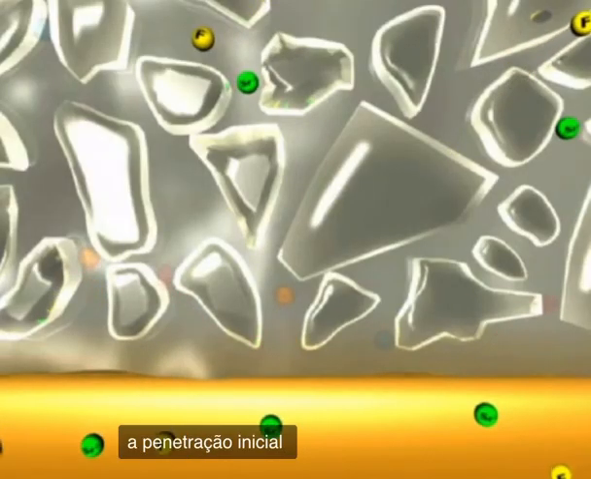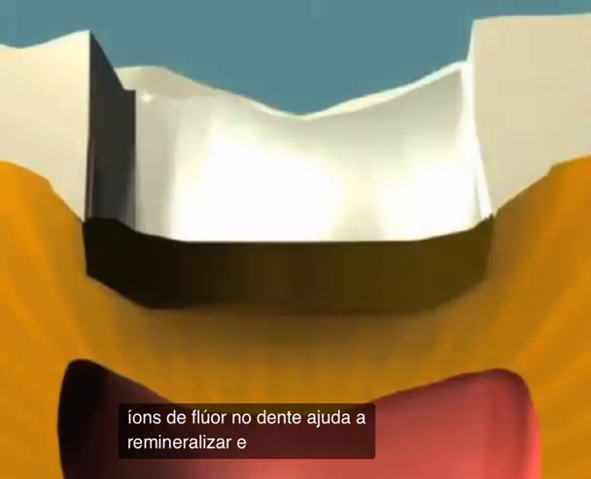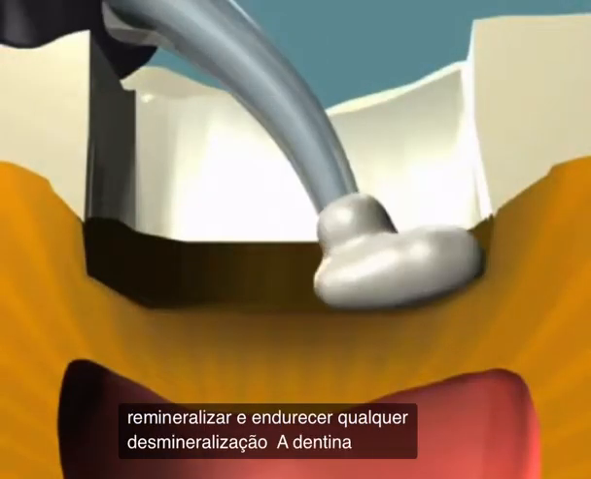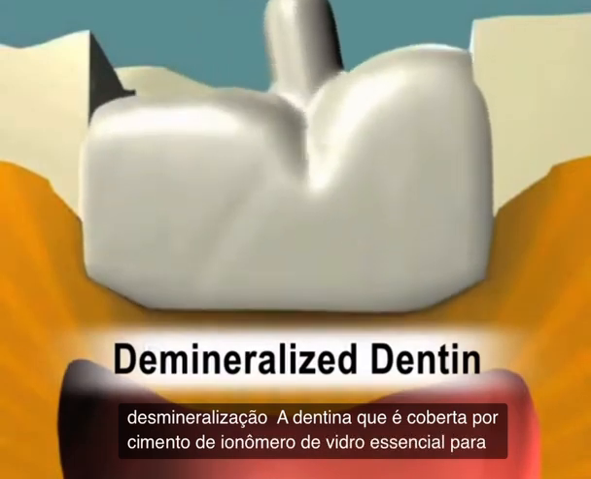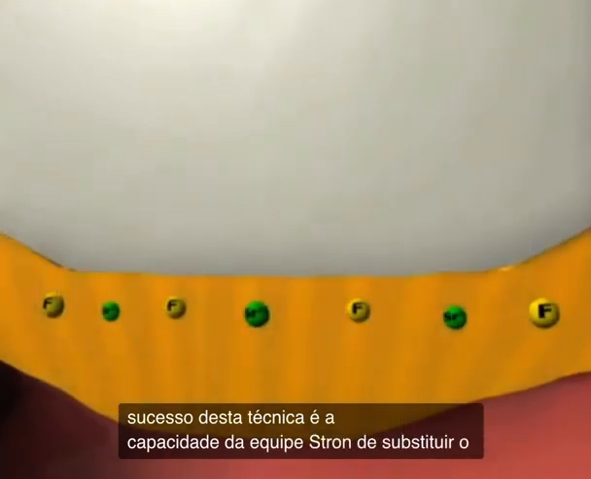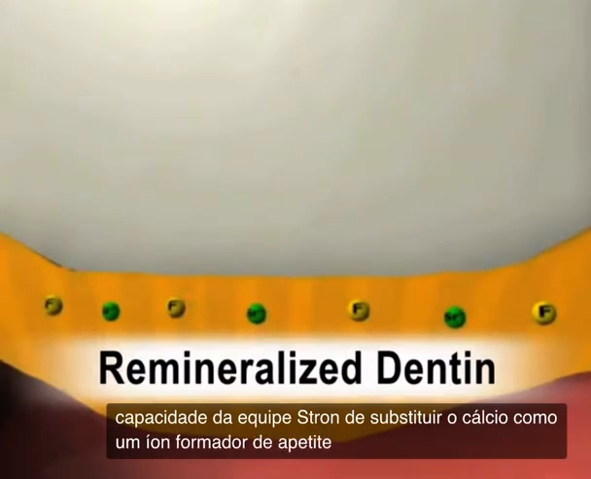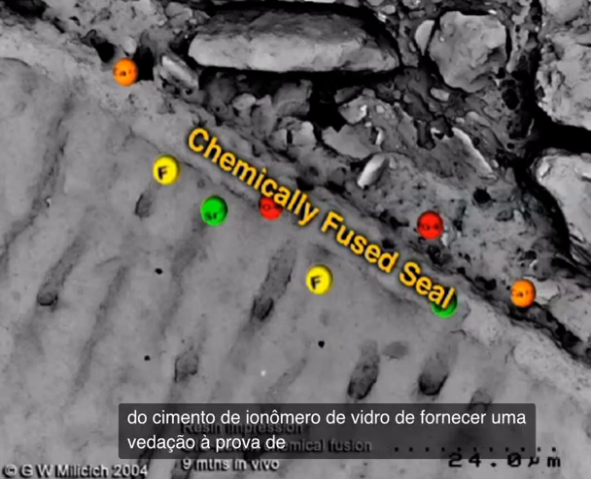The initial penetration of strontium and fluoride ions into the tooth helps remineralize and harden any demineralized dentin, which is covered by glass ionomer cement. Essential to the success of this technique is strontium's ability to substitute for calcium as an apatite-forming ion, and the ability of the glass ionomer cement to provide a bacteria-proof seal.